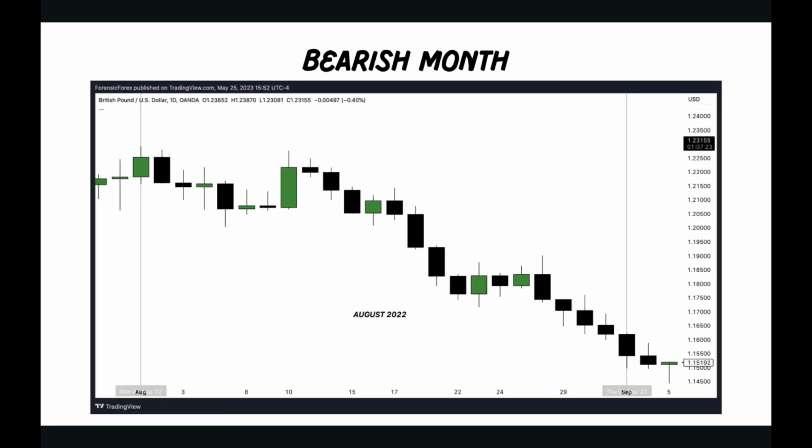Here is an example of a bearish month. This is British pound versus US dollar, GU, August 2022. Like I said before, granted this is hindsight, we can see the market trend was clearly bearish. As the month progressed, the price kept going lower.